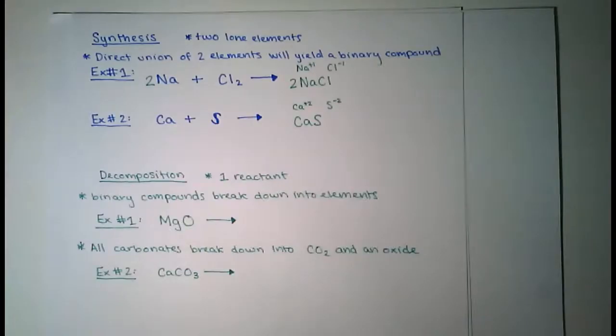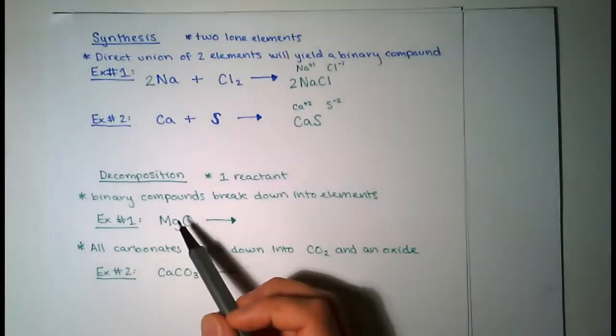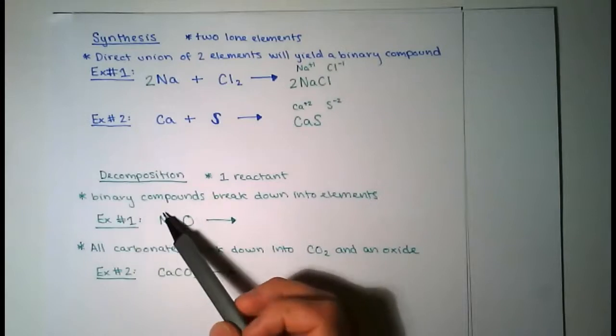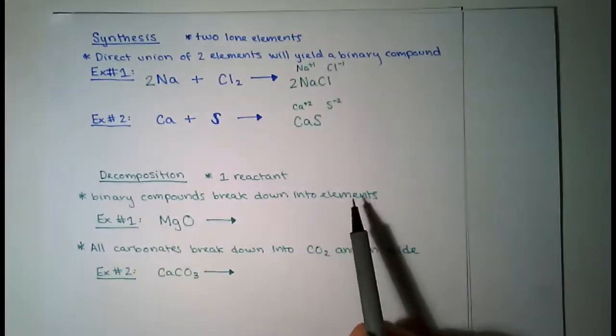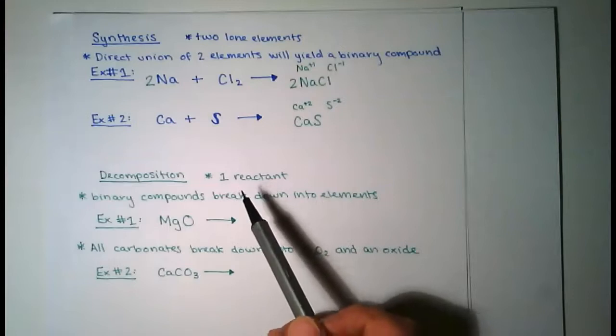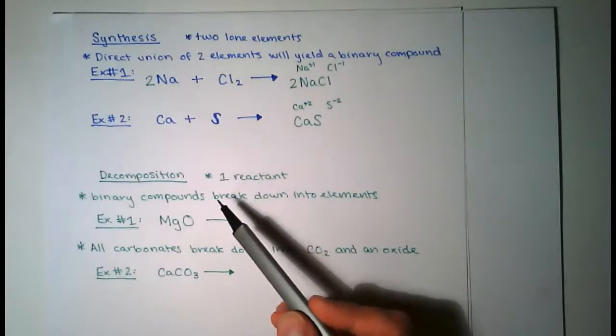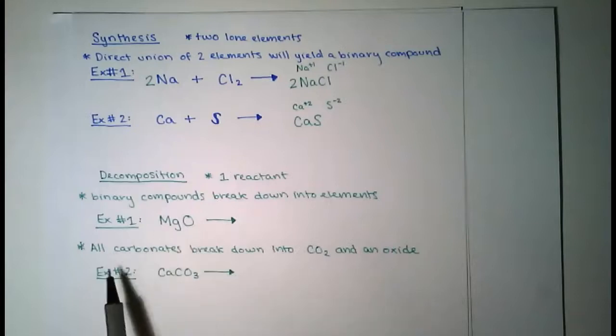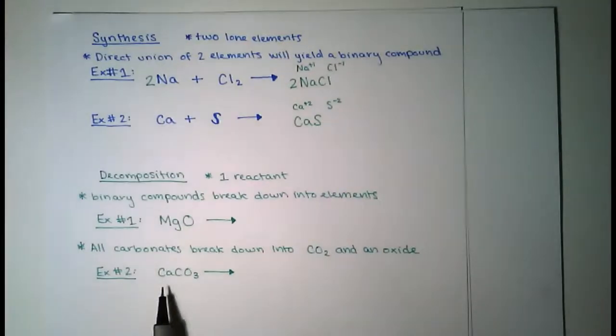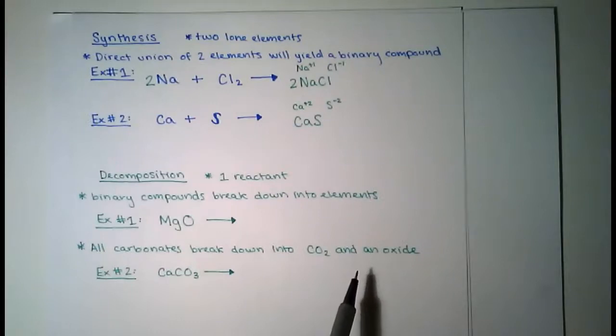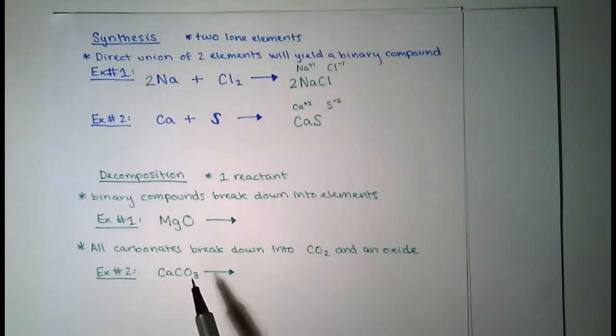Then let's look at decomposition. So you'll know it's a decomposition reaction when there's only one reactant. And binary compounds break down into their component elements. And that's the most common type of decomposition reaction that you will see. But you also may see a few reactions that have carbonates breaking down, like calcium carbonate. And carbonates always break down into carbon dioxide and then an oxide of the compound that you started with. So it would break down into carbon dioxide and calcium oxide in this case.